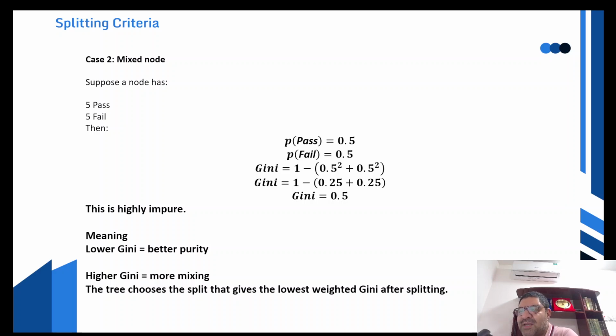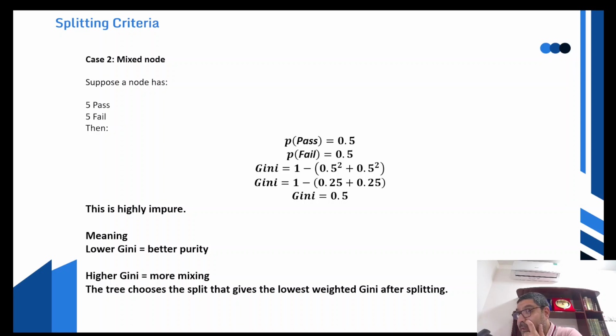Higher Gini means more mixing. The tree chooses the split that gives the lowest weighted Gini after splitting. So it chooses that split which will give it the lowest weighted Gini after splitting. So this is how we calculate the Gini.